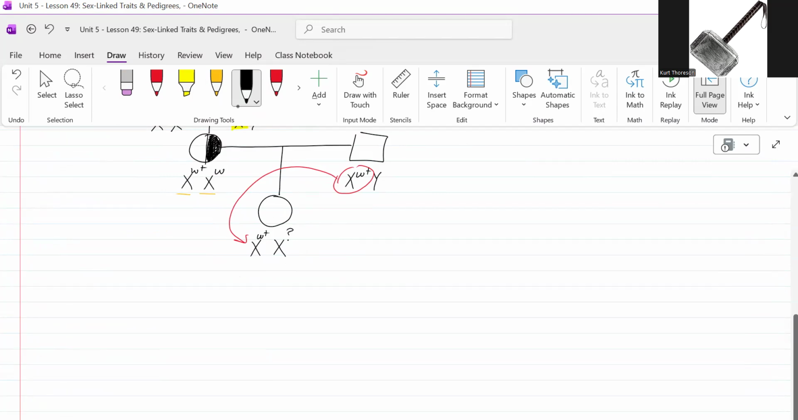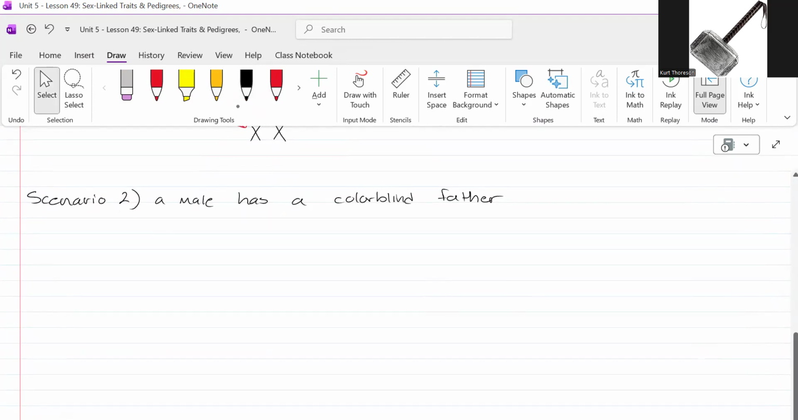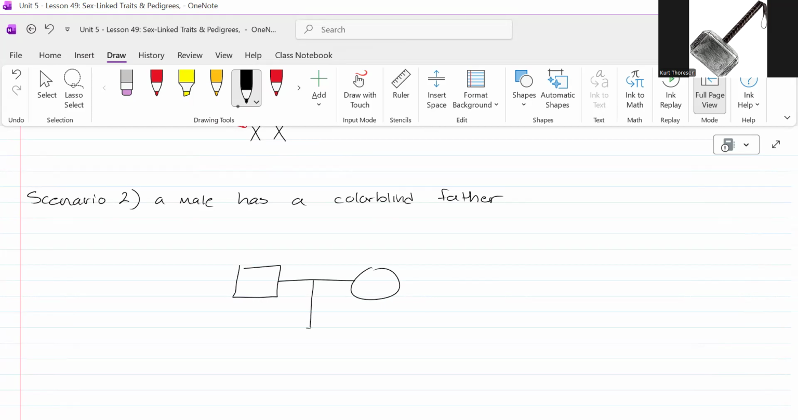Here's the next. I'm going to give you guys several. Scenario two. A male has a colorblind father. So I had a male student. I asked after every class, some of you may recall, are any of you related to someone who's colorblind? And this male student raised his hand. I said, okay, who? And he said, my dad. I said, do you have any siblings? He said, yes, I have a sister. All right. So here's his family.